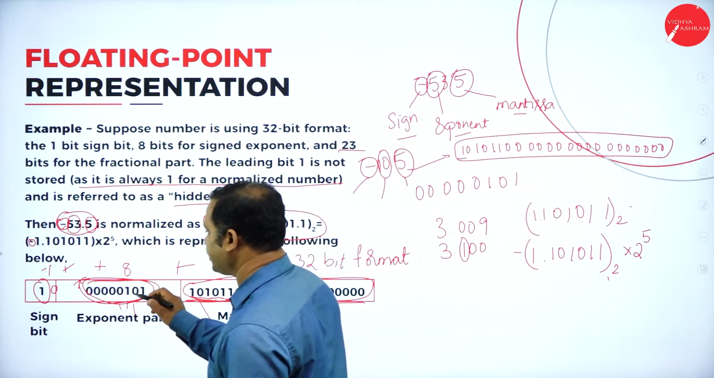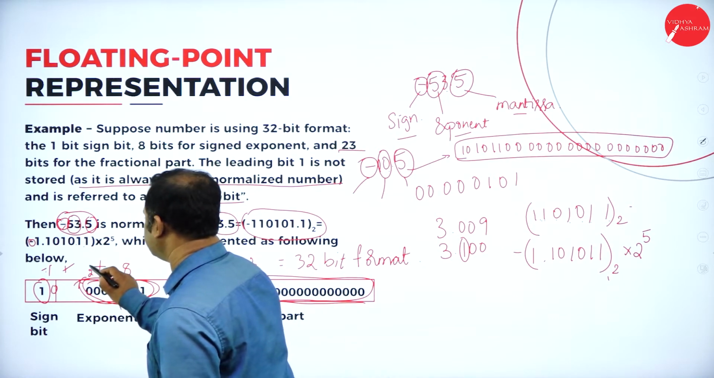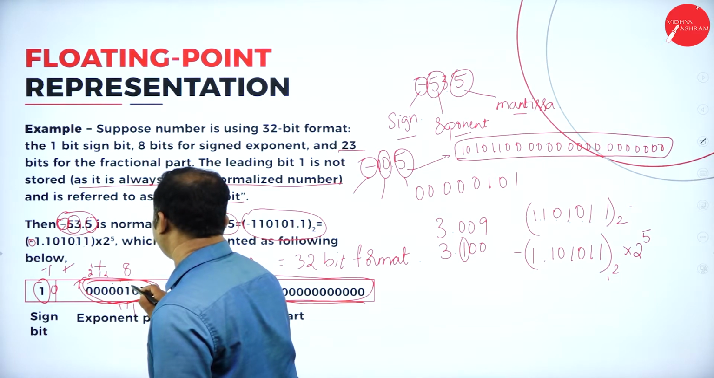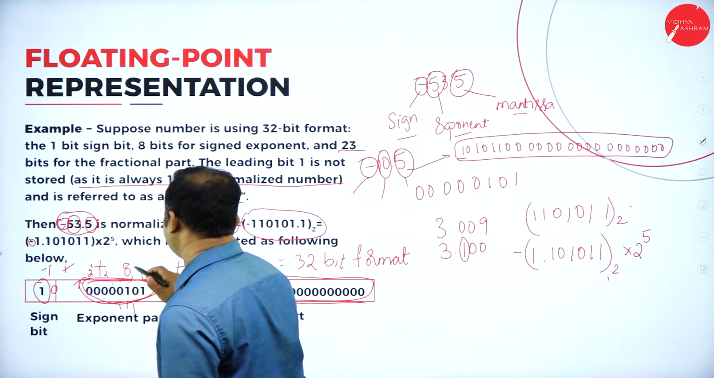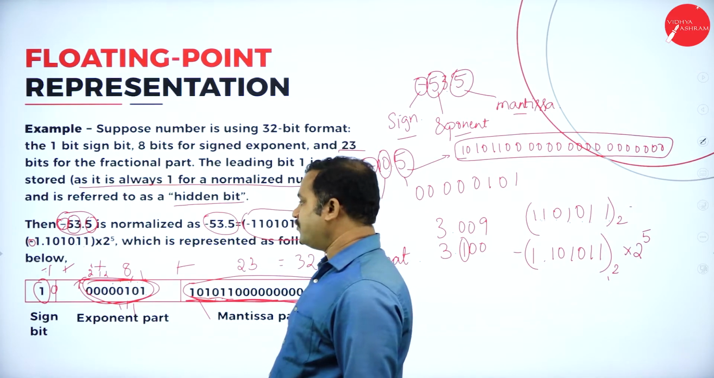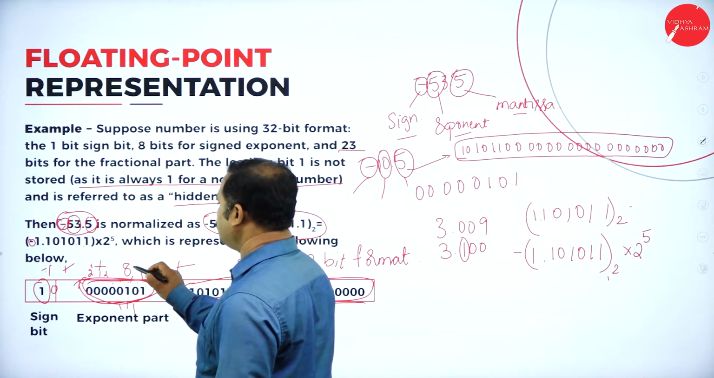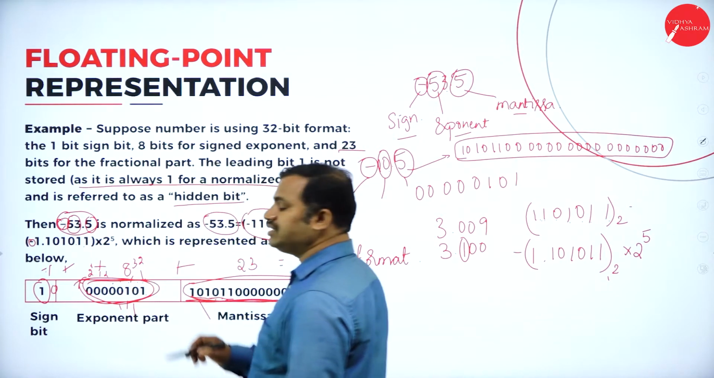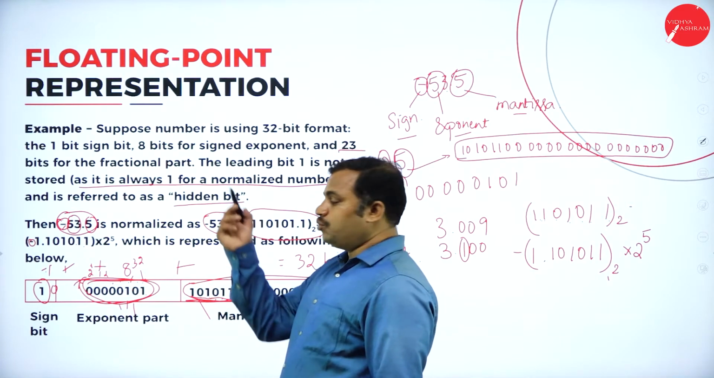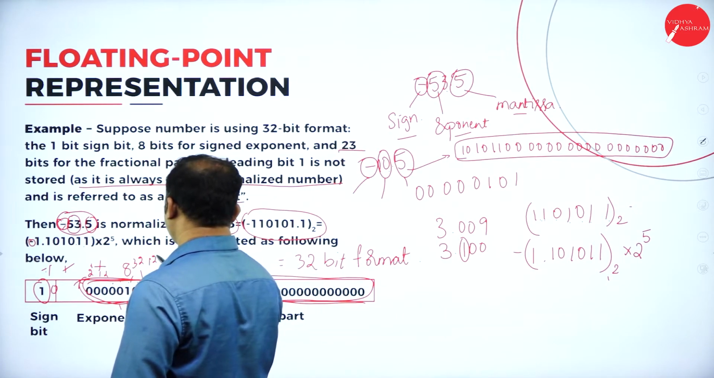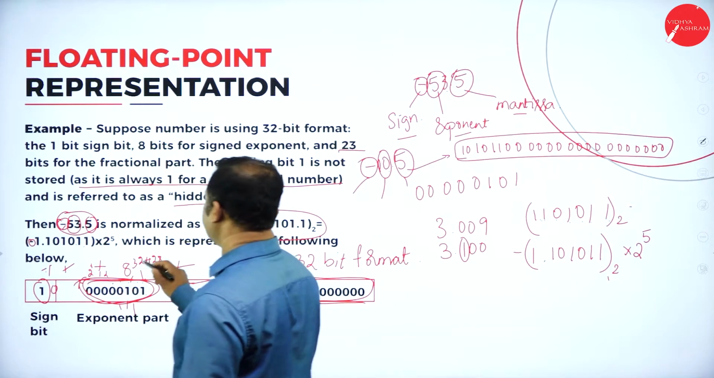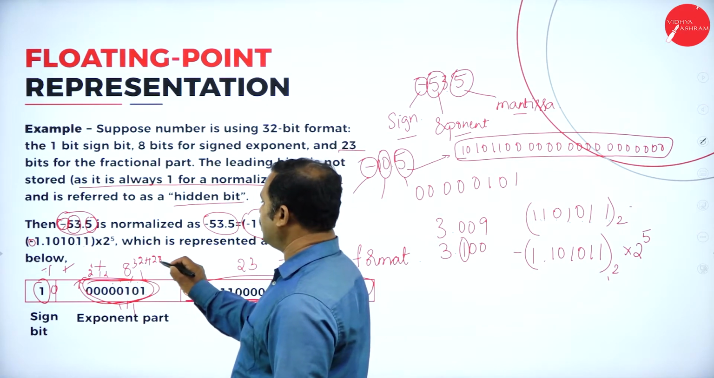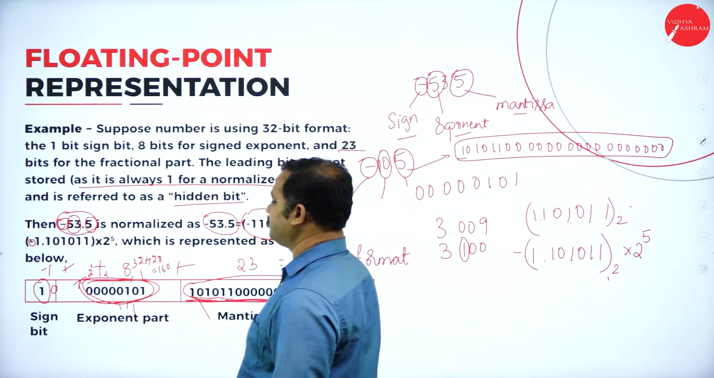Observe here carefully. 2 raised to the power of 0 is considered here. 1, 2, 3, 4, 5, 6, 7. 5 and 7 are 1, 1. What is the meaning of that? 2 to the power of 5 is what? 32. 2 to the power of 7 is what? 128. What is 32 plus 128? 32 plus 128 is 160. This becomes 160, right?